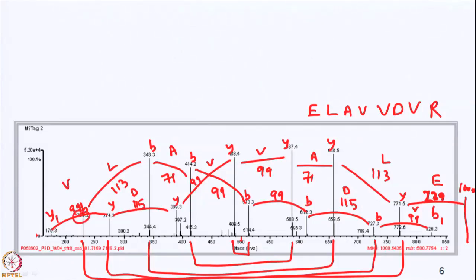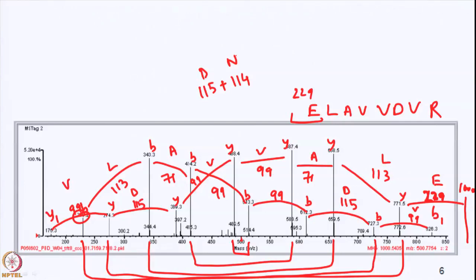So we have some combination of amino acids that adds up to 229. Okay, and there's a couple of ways you can do that. You can do 115 plus 114. And that is D and N.